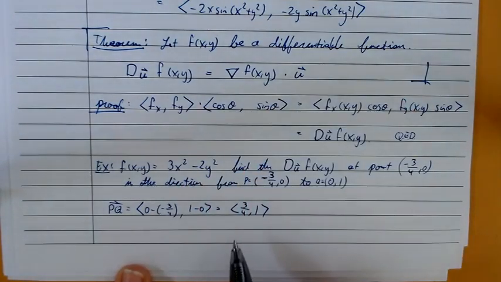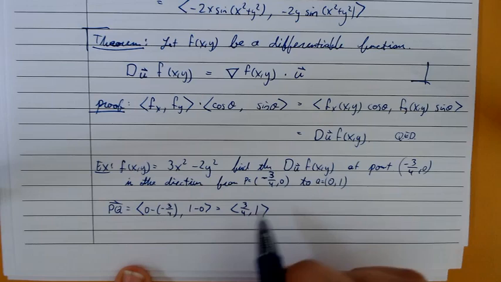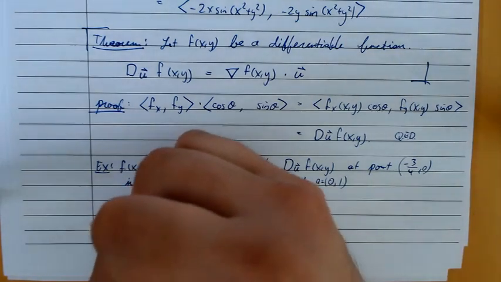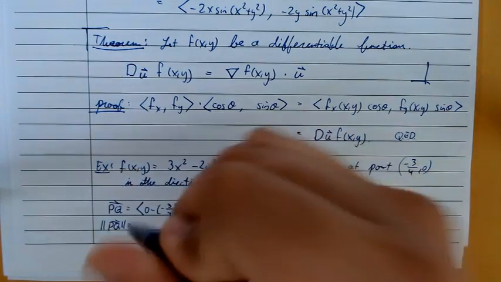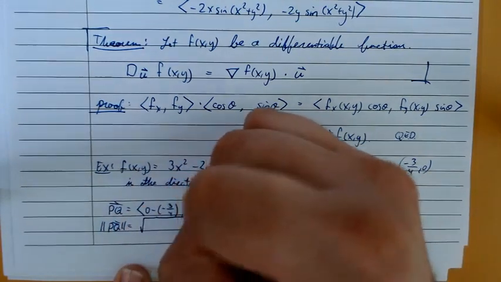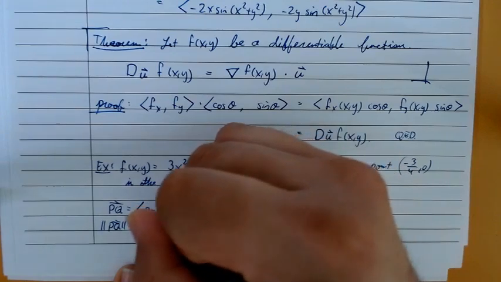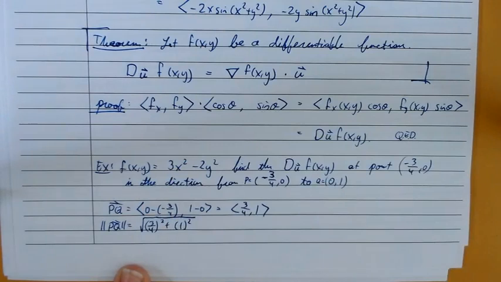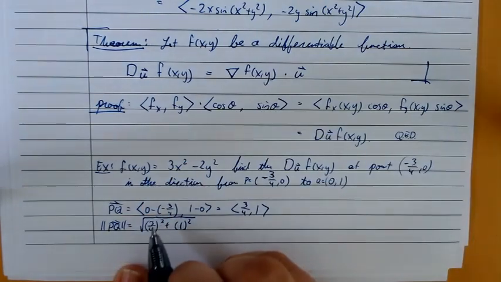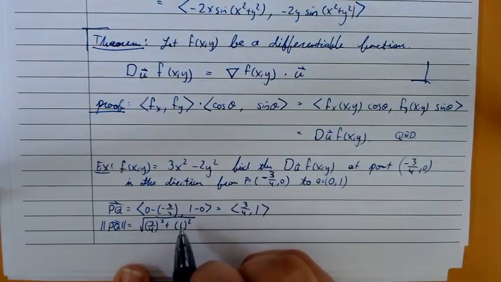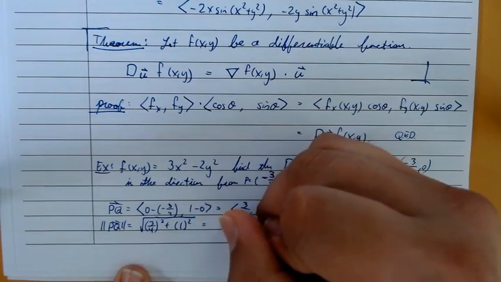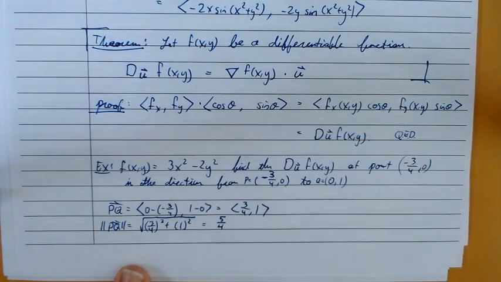Okay. Now remember, u is supposed to be a unit vector. So let's go ahead and find the magnitude of this thing. The magnitude of PQ is equal to the square root of, you're going to take your 3/4 and square it, plus you're going to take your 1 and square it. That'll give us 9/16 plus 16/16. That'll give us 25/16. And if I take the square root of 25 over 16, I get 5/4.